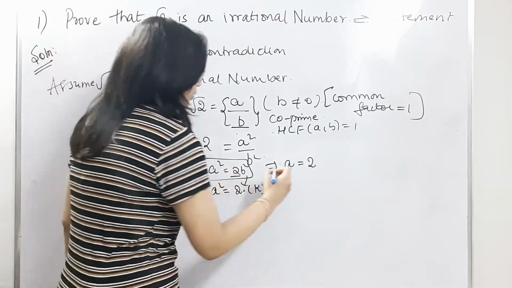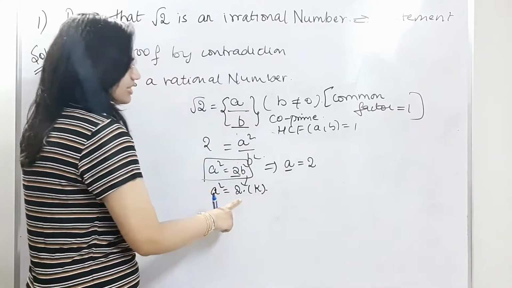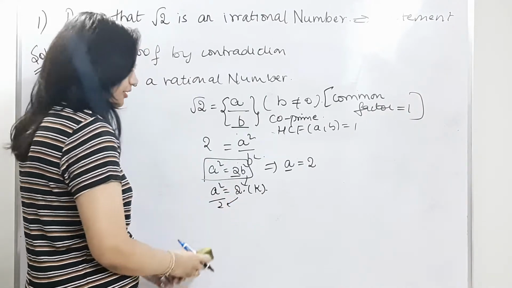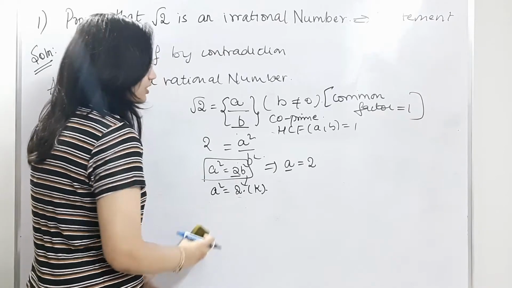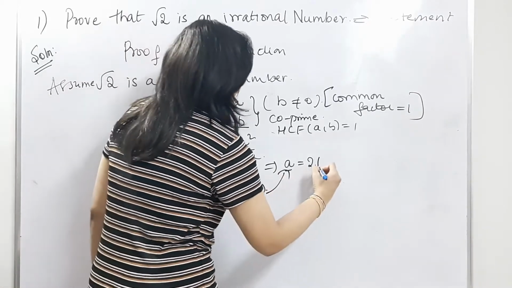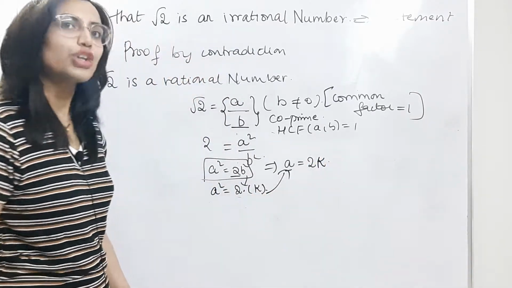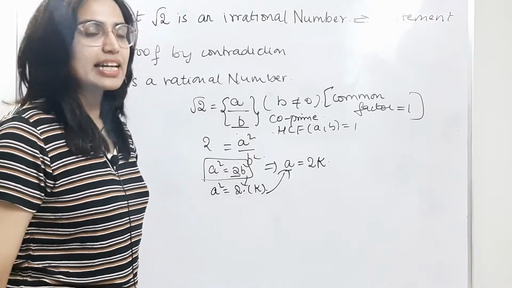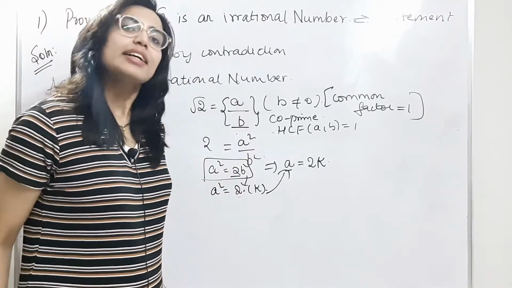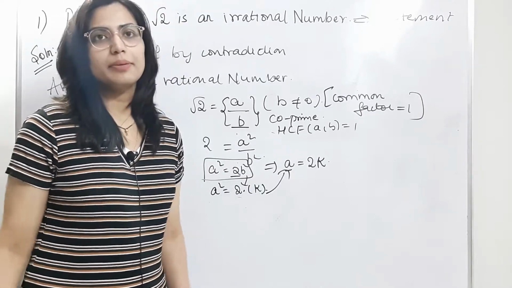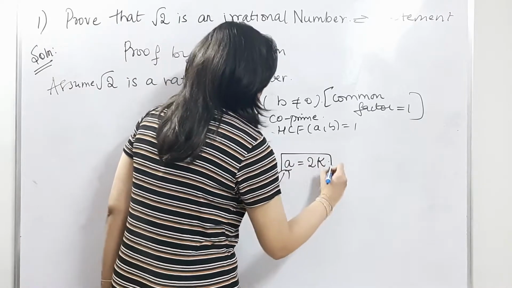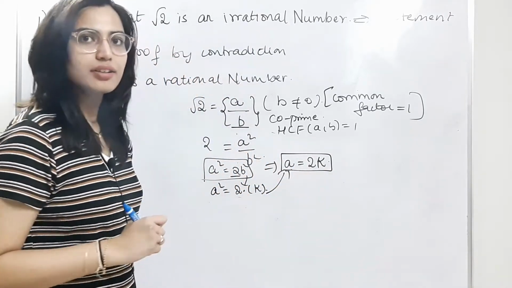Okay, so now, since a square is divisible by 2 in this case, right, because this 2 can be taken out here, a square is divisible by 2. Can we not say that a is also divisible by 2 using that theorem? If a square is divisible by p, then a also is divisible by p, right? So in this case we can say a is equal to 2k.